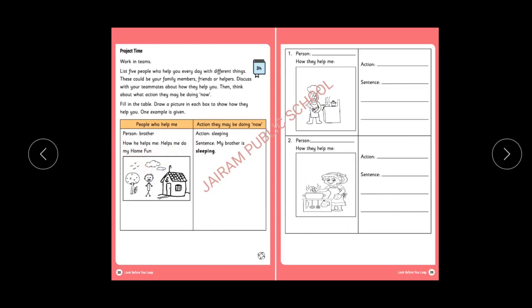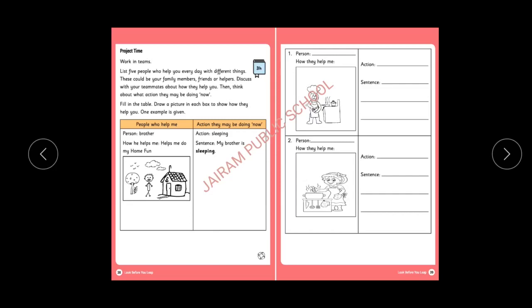Next one, at the right side, the action they may be doing now. How he is helping us daily, that we will write at the left side. What action will he be doing, that we have to write at the right side. Okay, let's go to the next one.